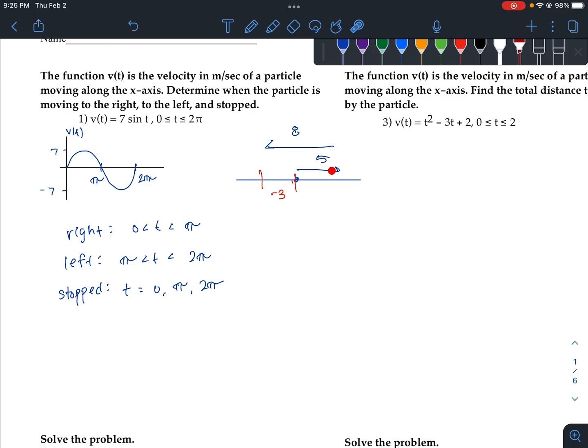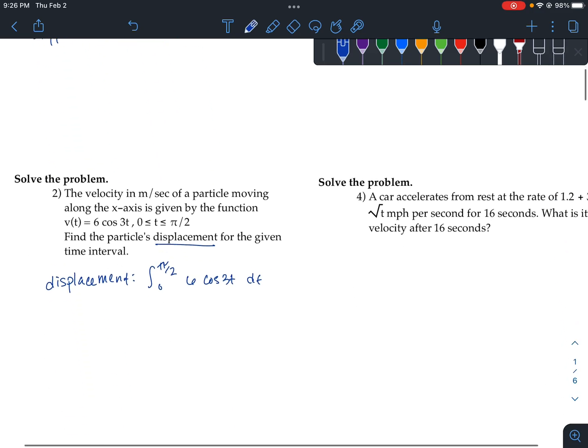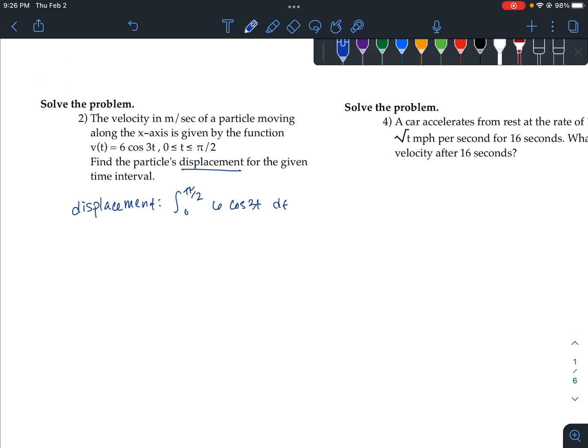Total distance would be 8 plus 5. So it went 5 and then 8, so total distance would tell you that. But displacement is just going to tell you how far it is. So all we need to do is do the integral from 0 to pi halves of 6 cosine 3t.